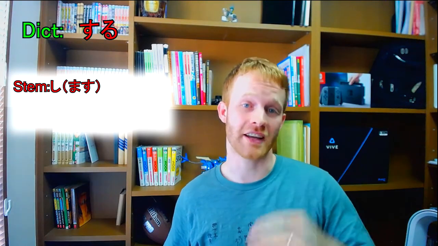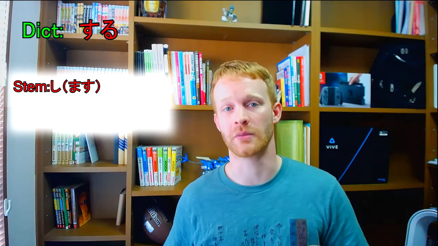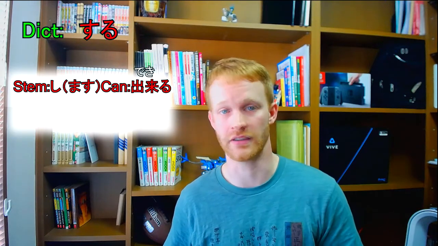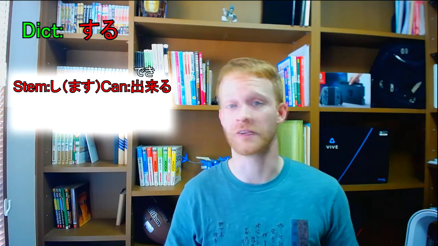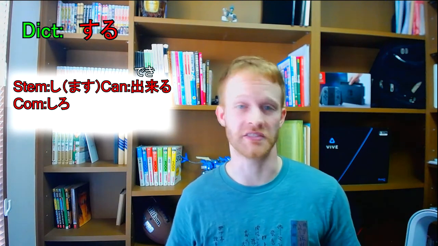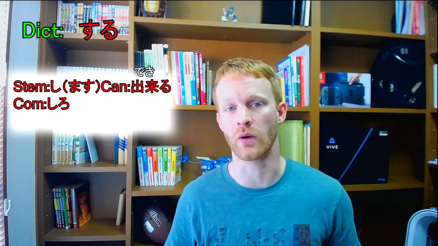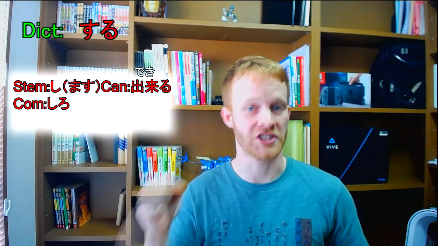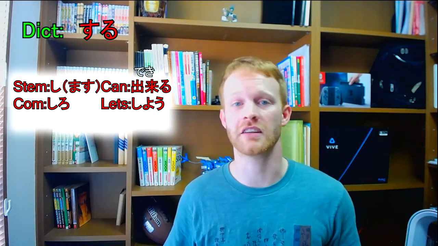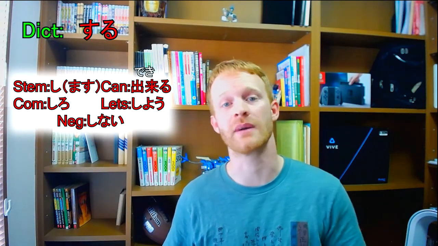Up until now, the next one we explained was the can form. However, there is no can form for suru. You have to use a different verb completely. Dekiru. This just means can. The command form would be shiro, similar to group 2. And then likewise, the volitional form, shiyo. That leaves us with the negative form, shinai, or shimasen.